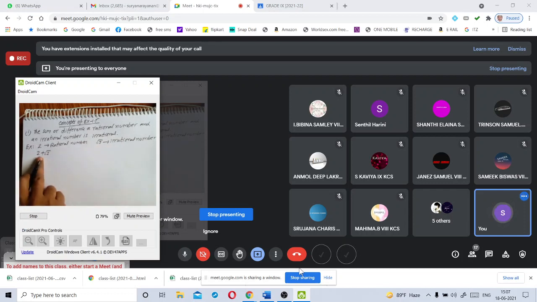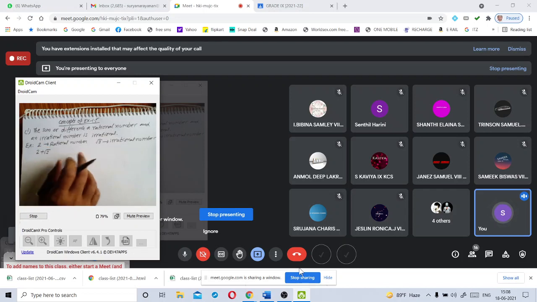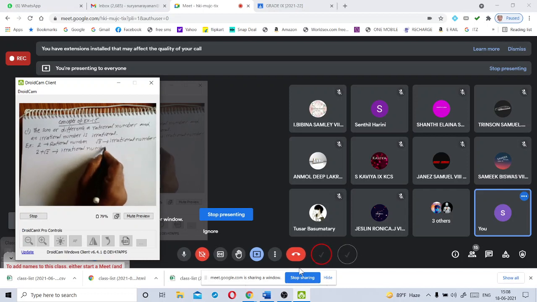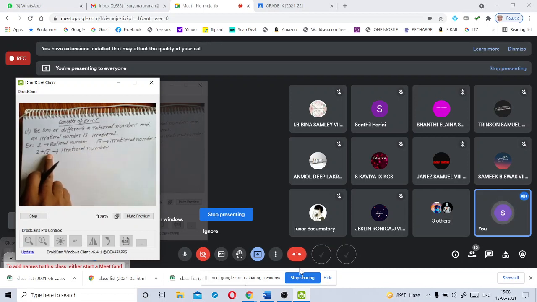Adding the two numbers means in between the two numbers, what sign do we keep here? Plus sign. Yes or no? So 2 plus root 3. This is an irrational number. Here we cannot simplify further. We leave this number as it is. We don't write root 5. We can't say 2 plus root 3 is equal to root 5. Don't add the numbers like that.